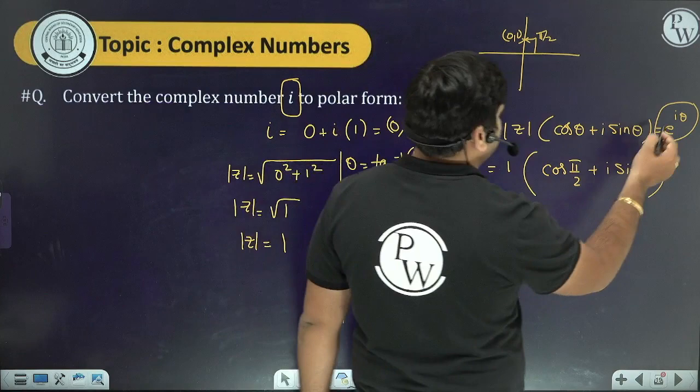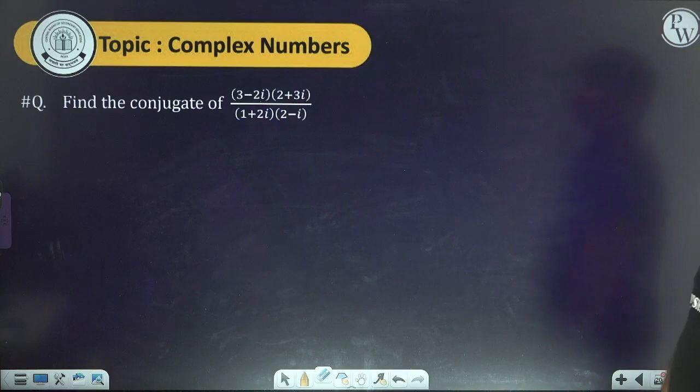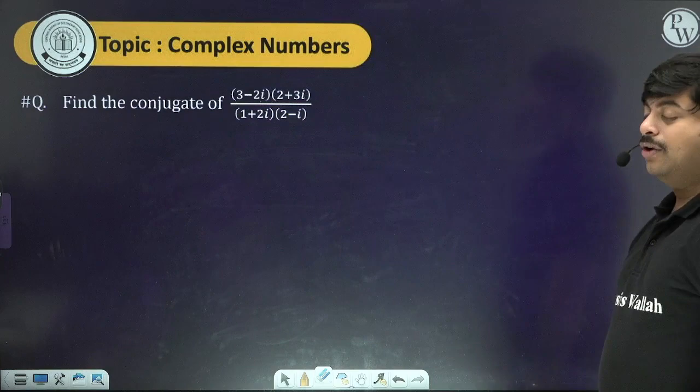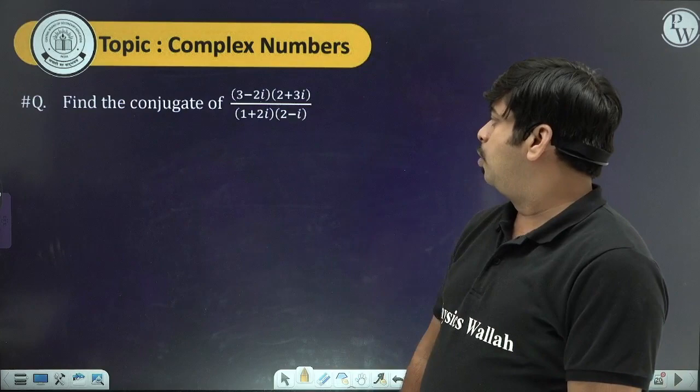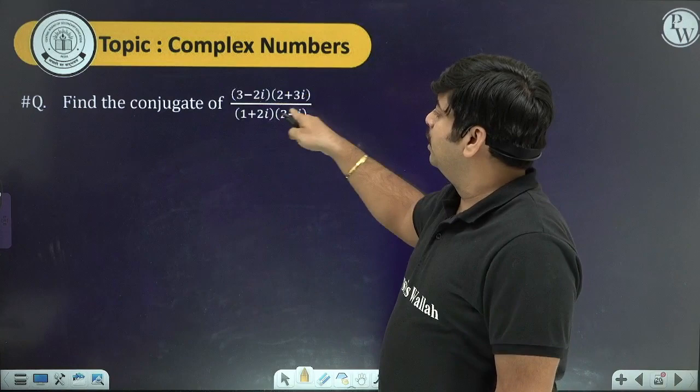Okay. So the next one, people. Find the conjugate of (3 minus 2i) into (2 plus 3i) by (1 plus 2i) into (2 minus i). See, one thing: first of all, you need to multiply and bring the complete answer into a plus ib and then find the conjugate, or you can find the conjugate of each and everything, multiply, and that will be your final answer, however you wish.